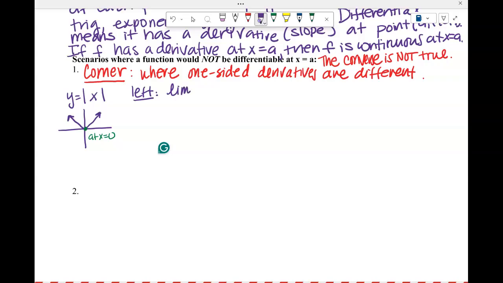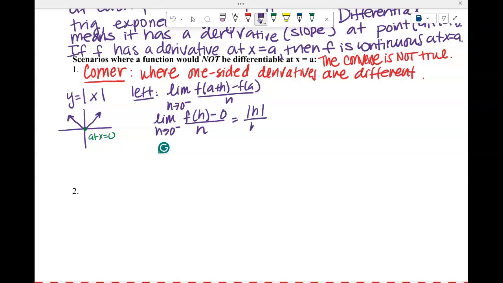Limit as h is approaching 0 from the left, f of a plus h minus f of a all over h. Well, a is going to be 0, so 0 plus h is h. f of 0 is just going to be 0, so minus 0 is just 0. So it's going to say f of h over h. Well, f of h is absolute value of h over h.